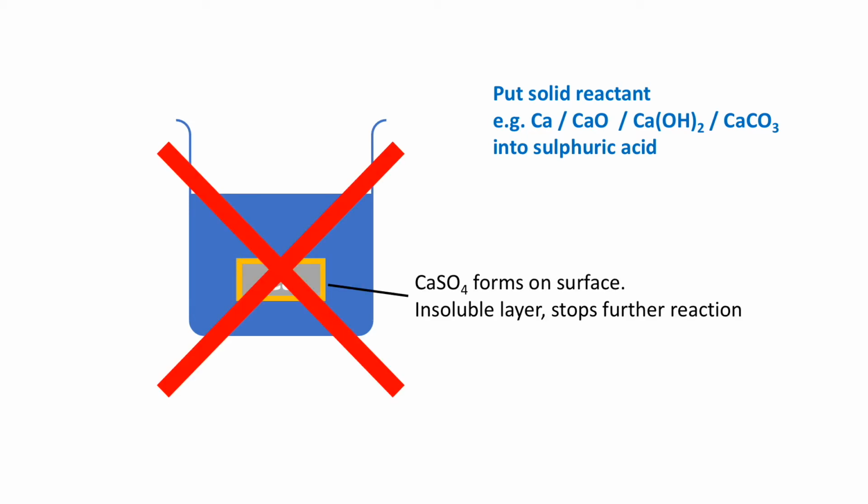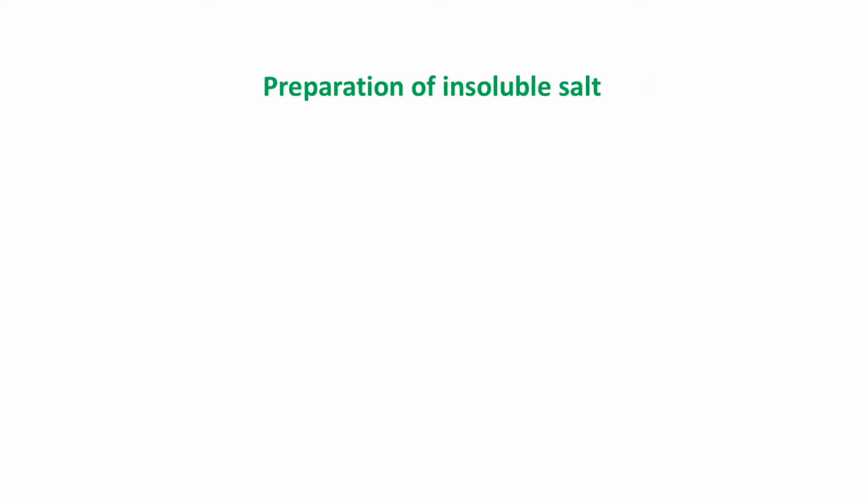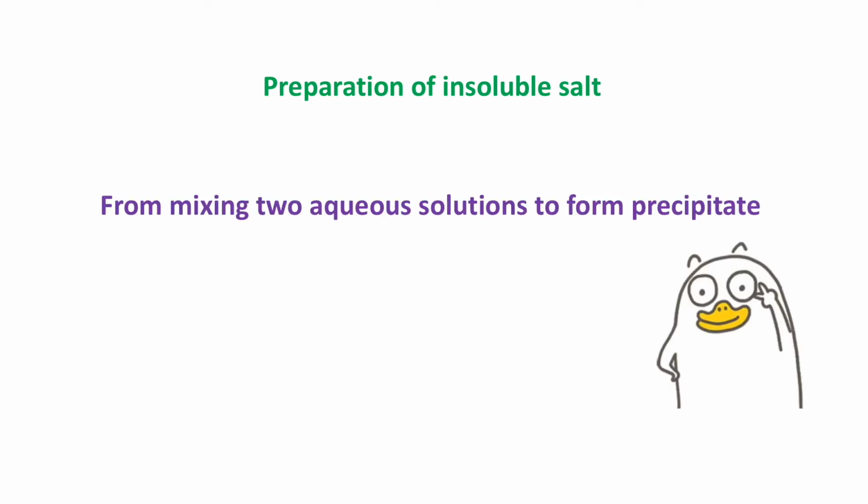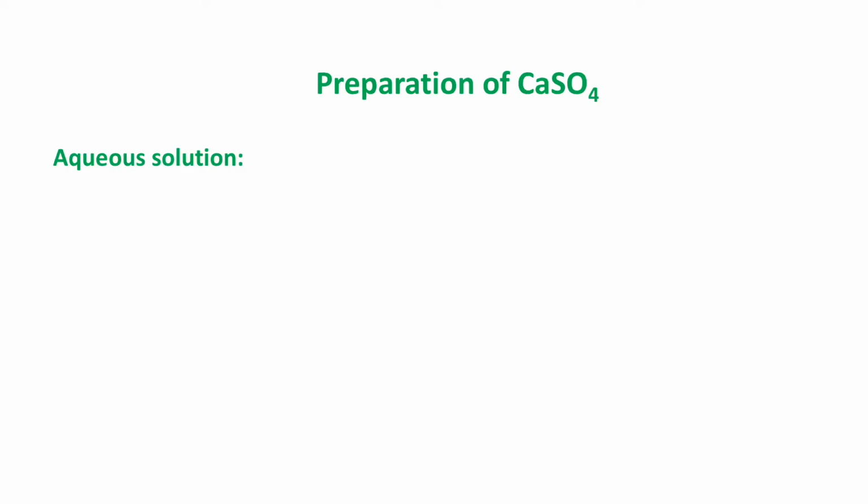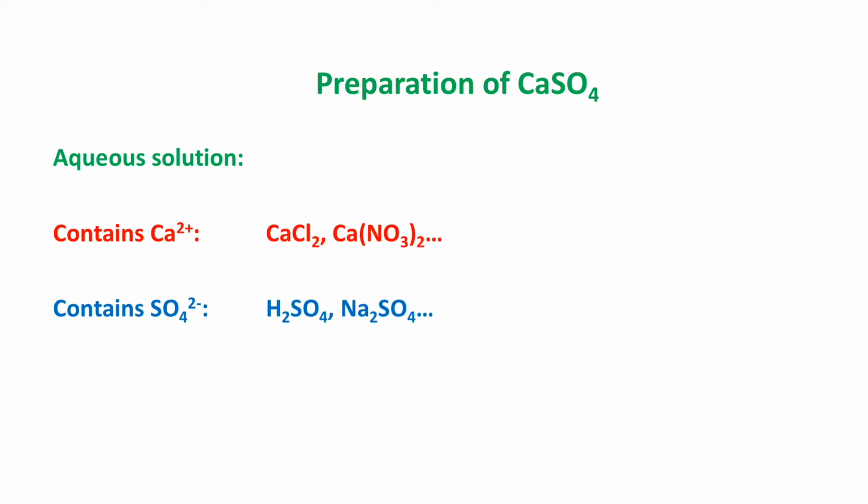As it is insoluble, the further reaction will be stopped and you cannot isolate it to get the pure calcium sulfate. That's why we should not use any solid reactant in our preparation, and the only method is mixing two aqueous solutions to form a precipitate. For the aqueous solution that contains the calcium ion and sulfate ion, we have plenty of choices. For example, calcium chloride, calcium nitrate. For the solution that contains sulfate ion, we can have sulfuric acid or sodium sulfate, etc.